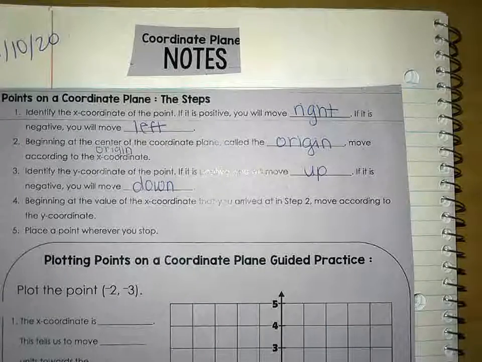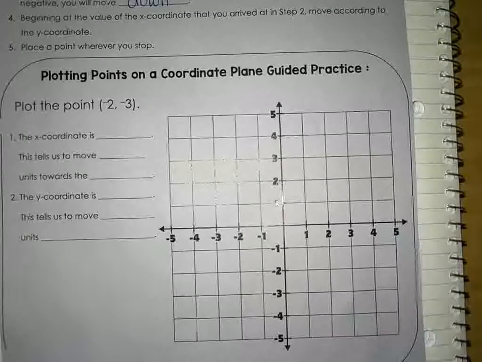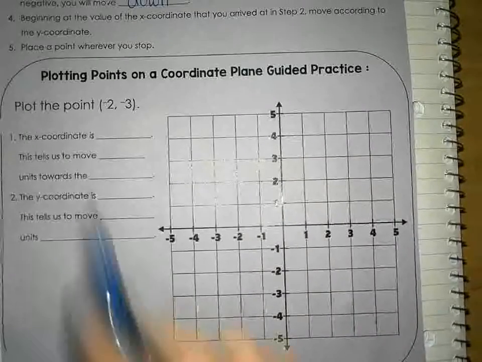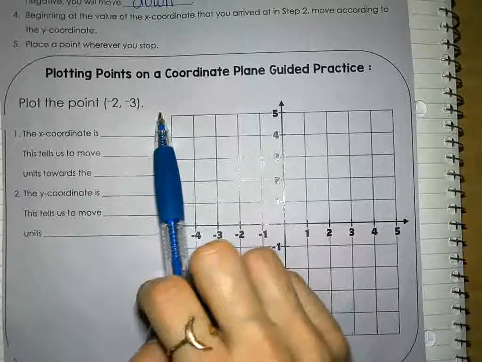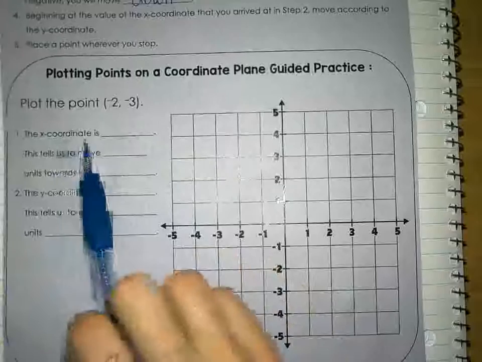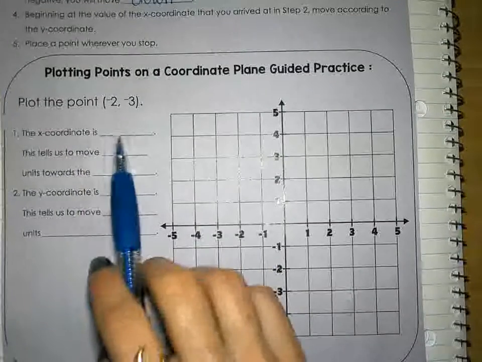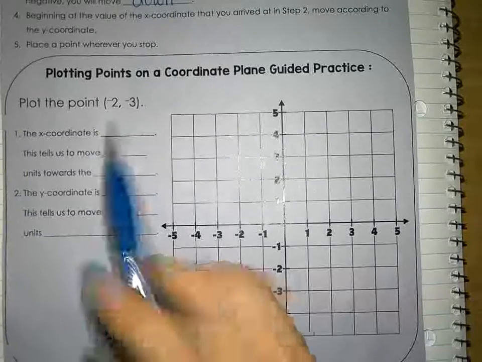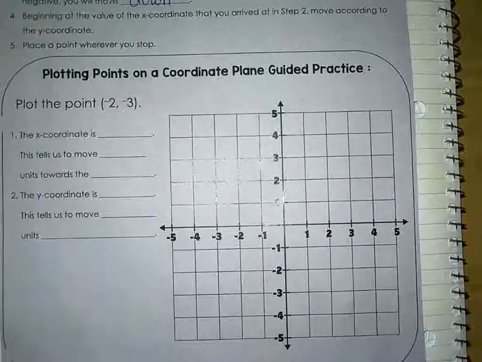Okay, so here's kind of what those points mean. Let's go down to this example at the bottom. We'll do more examples, but this is just kind of a really guided one. I want to plot the point -2, -3. That's what we call an ordered pair. The x-coordinate is what? Which number is my x and which number is my y?